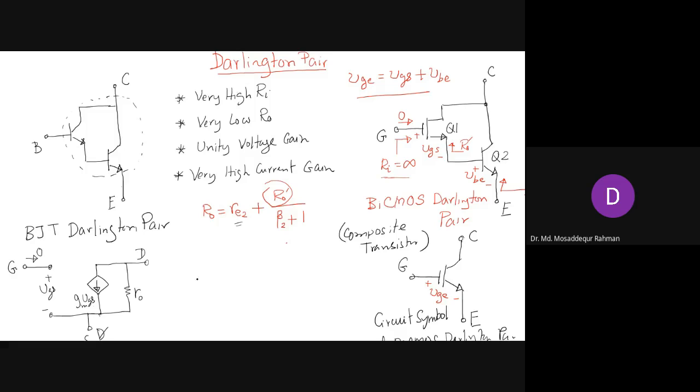Now the T model. What is the T model? T model looks like this. So we have a drain. This is our gate. Now this is our source.